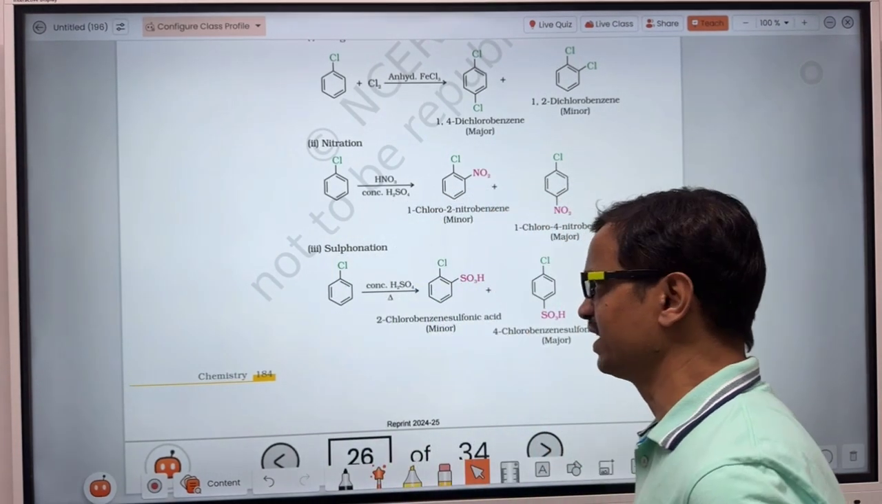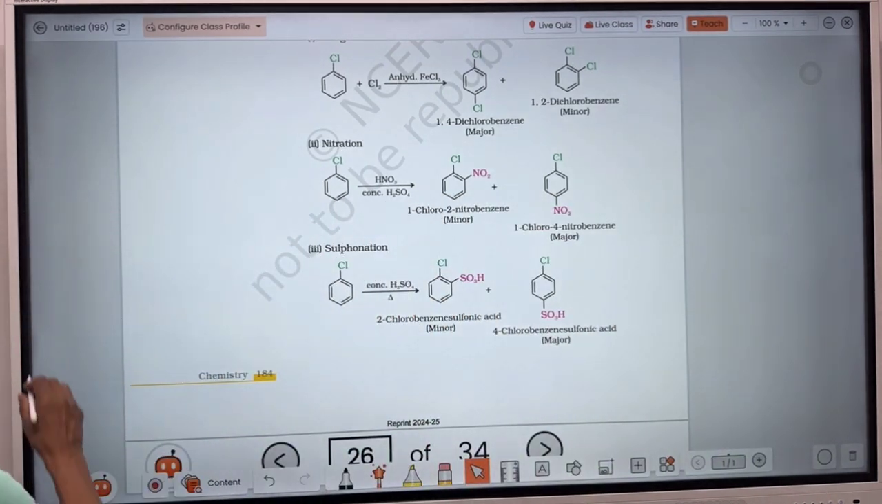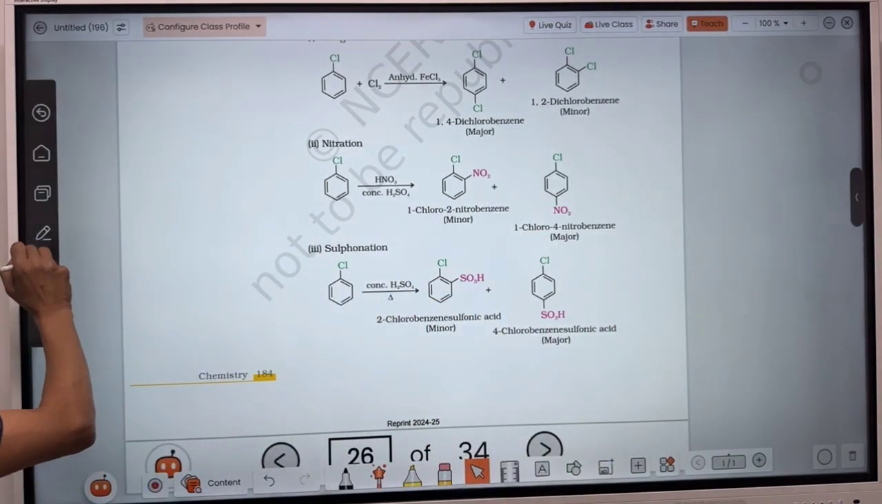Now the reaction with H2SO4. So what happened here? Same in the same way here, in case of H2SO4.